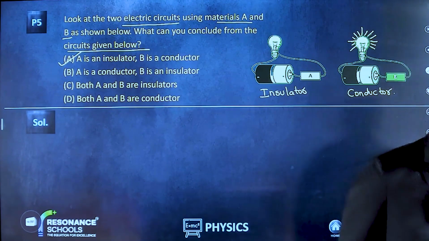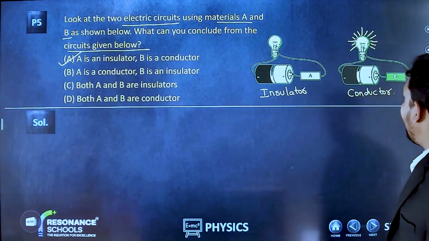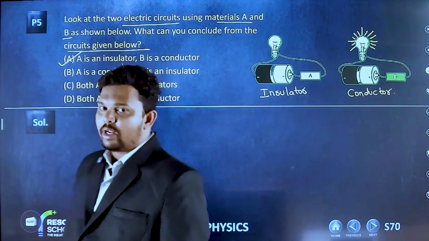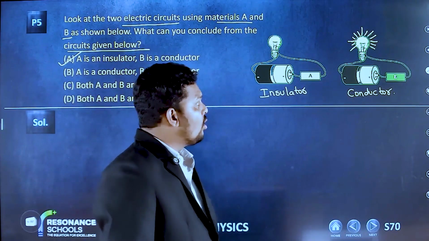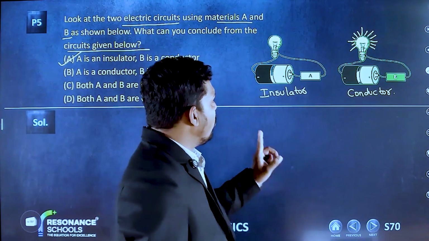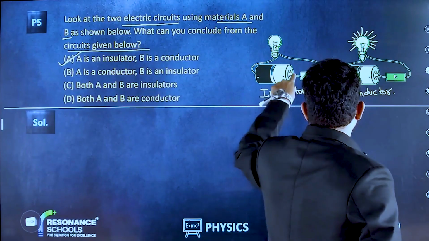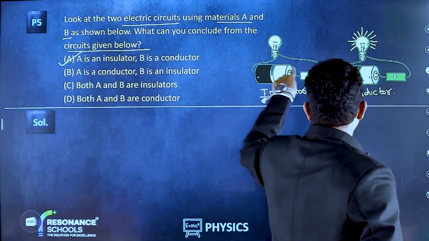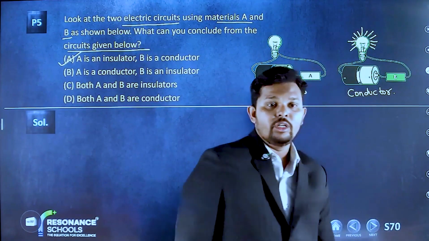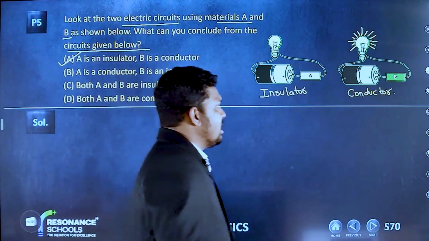Sir, there is a chance that the battery is discharged in option D. Okay, if the battery is discharged, you cannot conclude from the circuit. We can conclude only one thing: if the battery is discharged, then in that particular scenario there should not be any kind of connection with this particular case. Then you can say that the battery is actually getting discharged.